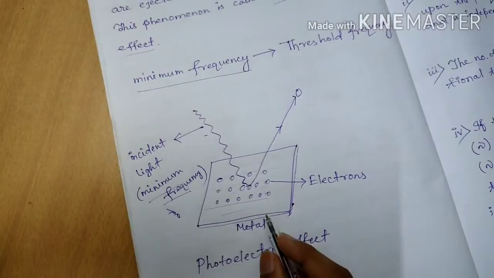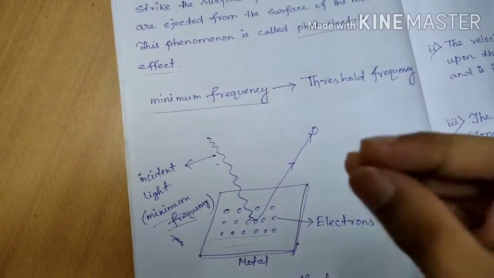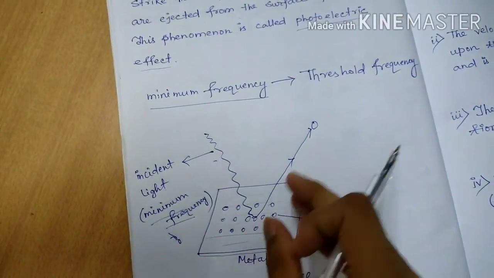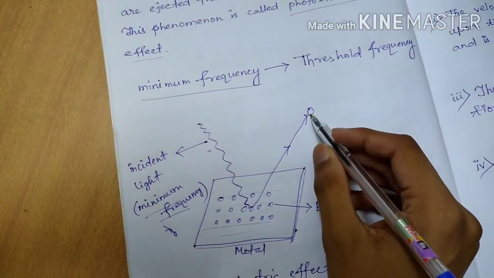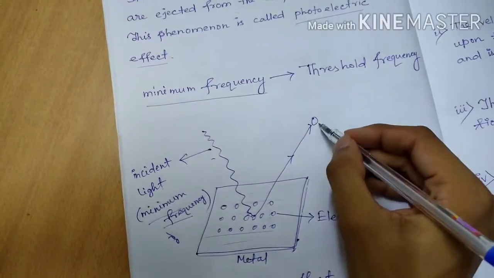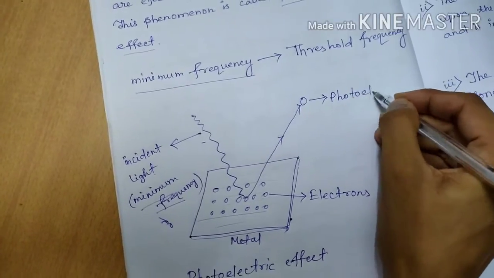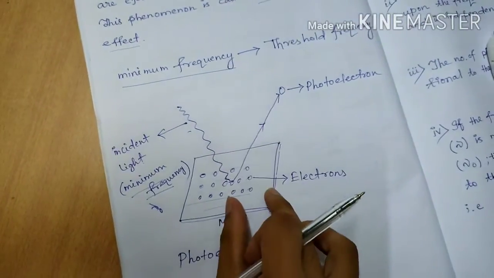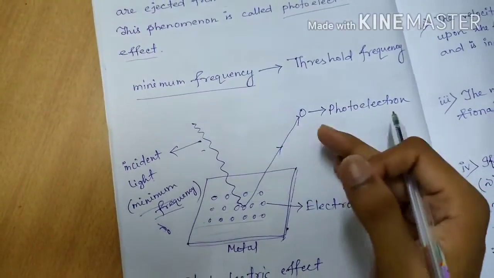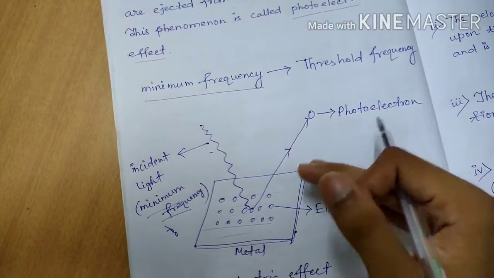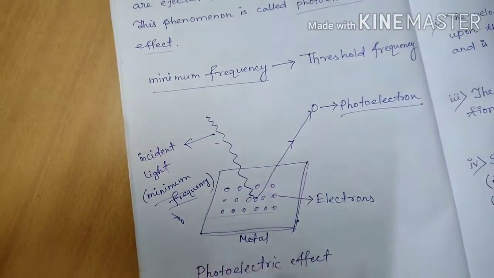This is the metal and this one is the surface. One more thing: the electrons which are ejected from this surface will be called photoelectrons. That means after being emitted from that surface, the electron will be called a photoelectron. So this is the phenomenon of the photoelectric effect.